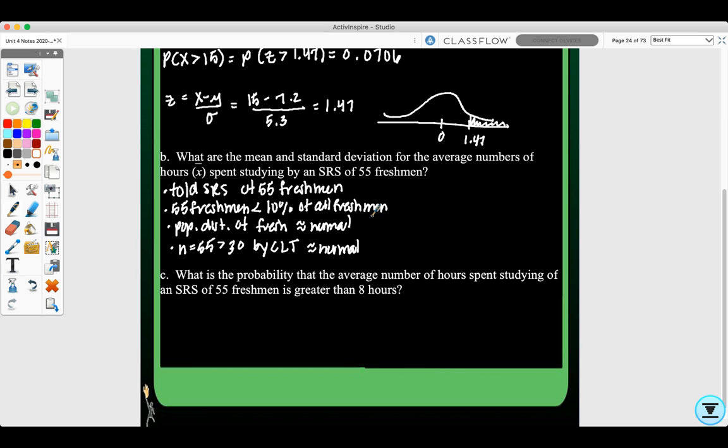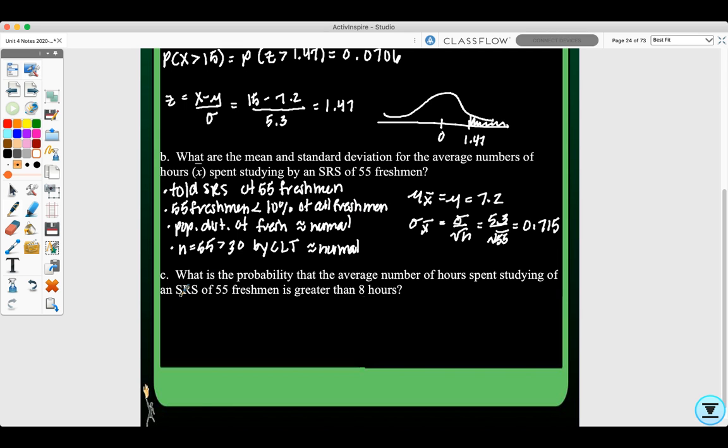Okay, so we need to find mu of x bar, which equals mu, which is 7.2. And we need to find sigma of x bar, which equals sigma over the square root of n, which is 5.3 divided by the square root of 55. And that equals 0.715. So we found our mean and standard deviation for the average number of hours for 55 freshmen.